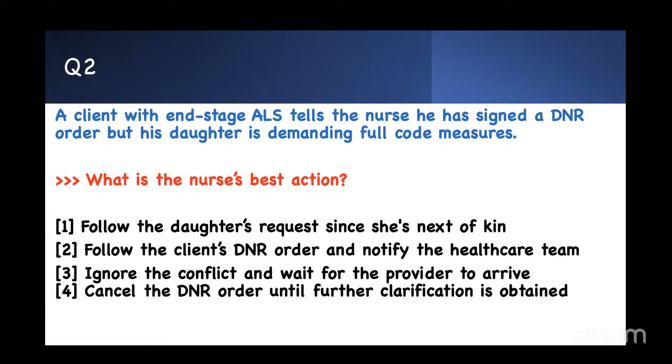But the daughter's request, since she's the next of kin, does not trump client autonomy. Follow the client's DNR order and notify the air care provider. It sounds reasonable: ignore the conflict and wait for the provider. You can take care of this. You know ethical dilemma, so you should be able to answer this.